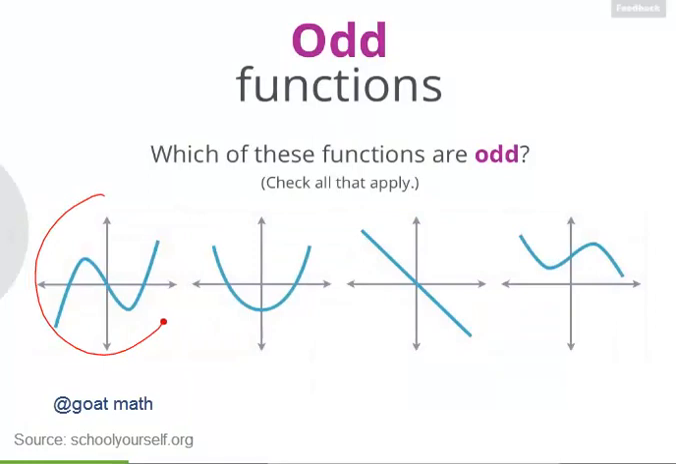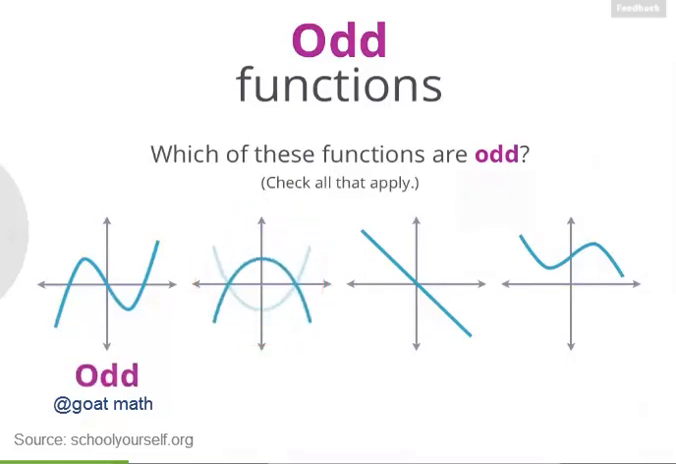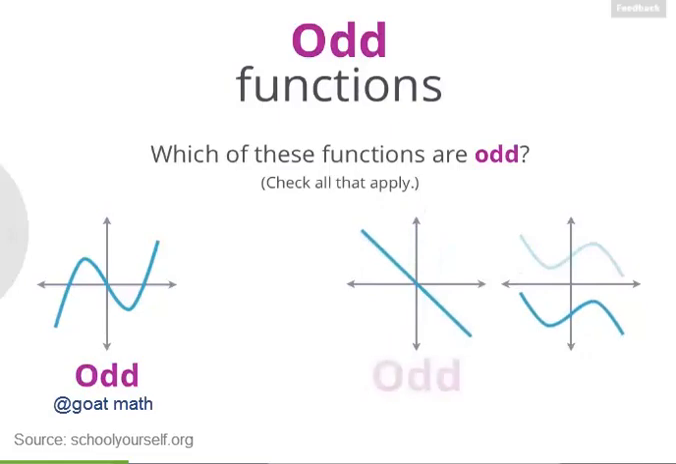Right, if you rotate this first function 180 degrees around the origin, you get the same function again. So this function is odd. If you rotate this second function 180 degrees around the origin, you get a different function. So this function is not odd. The third function here is odd, and the last one is not.